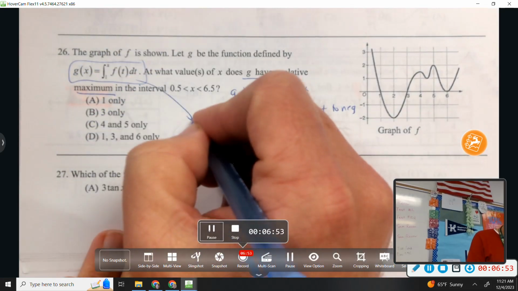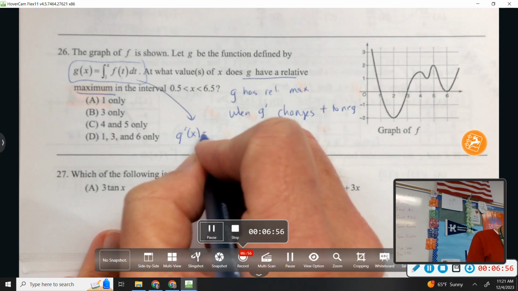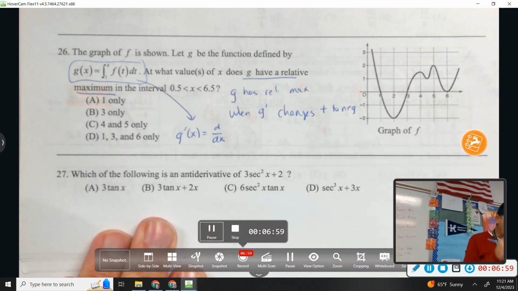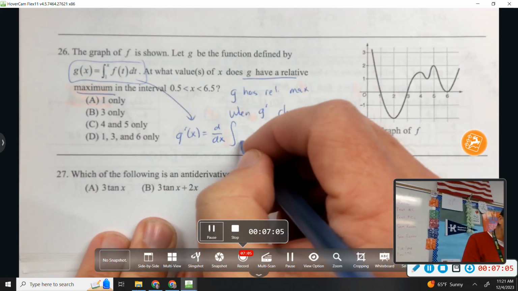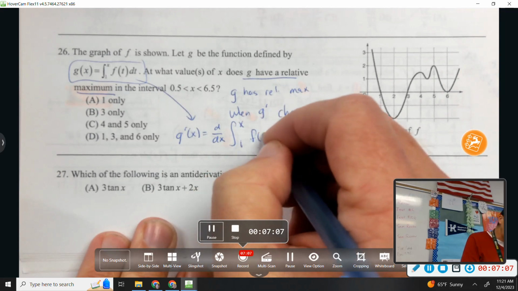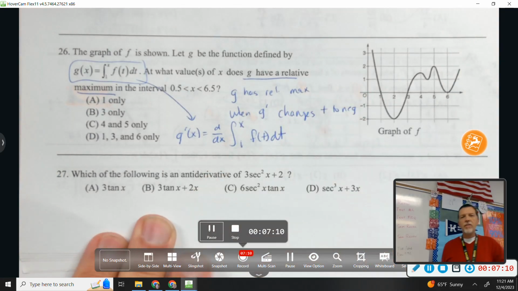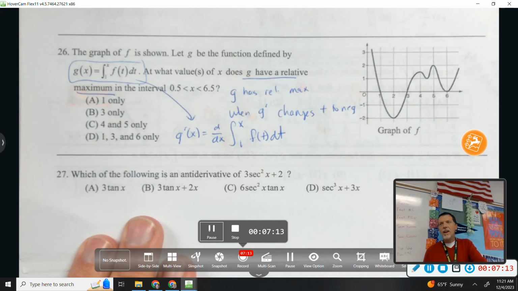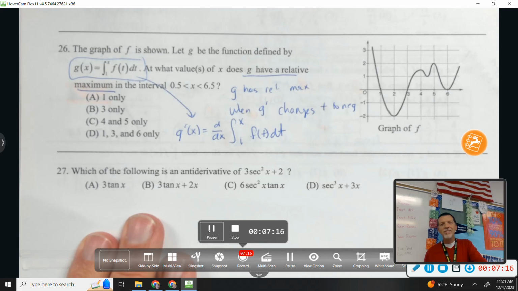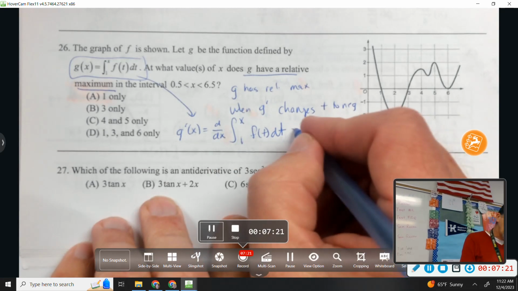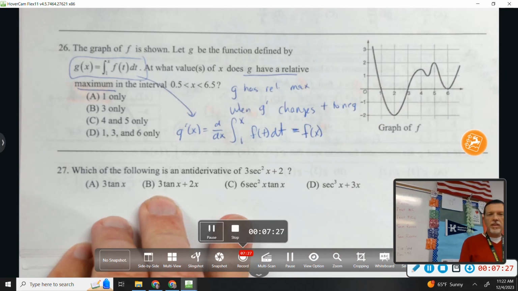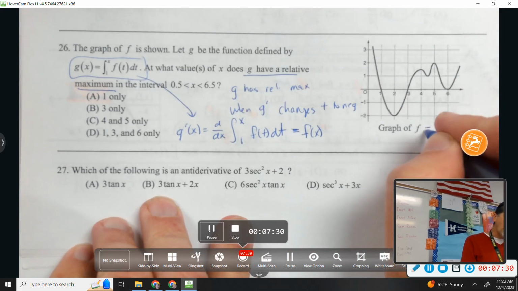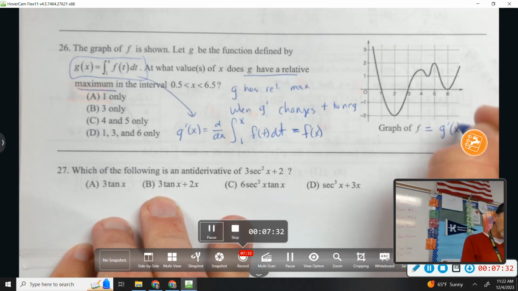So there's what g is. If I take the derivative of both sides, the left side's easy, that becomes g prime, that's what I'm looking for. The right hand side means I need to take the derivative of the antiderivative of f of t dt. And then hopefully you realize, wait a minute, that's the whole point of this unit, the derivative of the antiderivative cancels out, and we're back to f of x. And so they told us this was the graph of f, but they were being sneaky because that's also the graph of g prime.